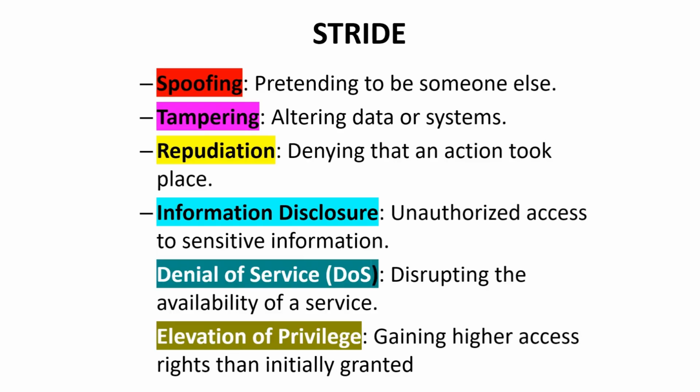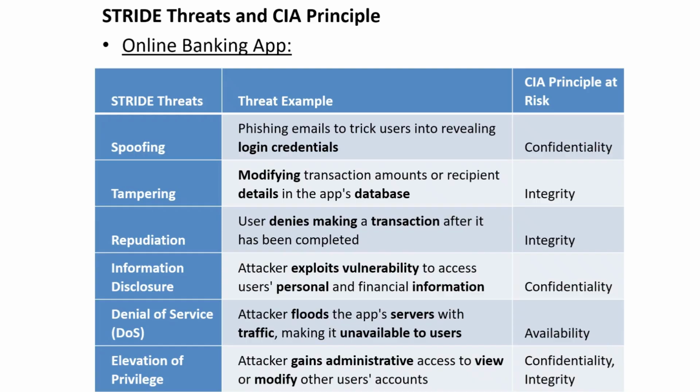Let's look at how the CIA triad complements the STRIDE framework. Online banking app as an example here. The first is spoofing. If through a phishing email a user is tricked into revealing their login credentials, then for the CIA principle, we will say confidentiality has been breached or is at risk. Then for tampering, if a hacker modifies data or the database, then we say integrity has been compromised. Why? Because integrity means don't mess with my data, don't touch my data, right? Then repudiation is if a user denies making a transaction, that's integrity also. It's just messing up the integrity.